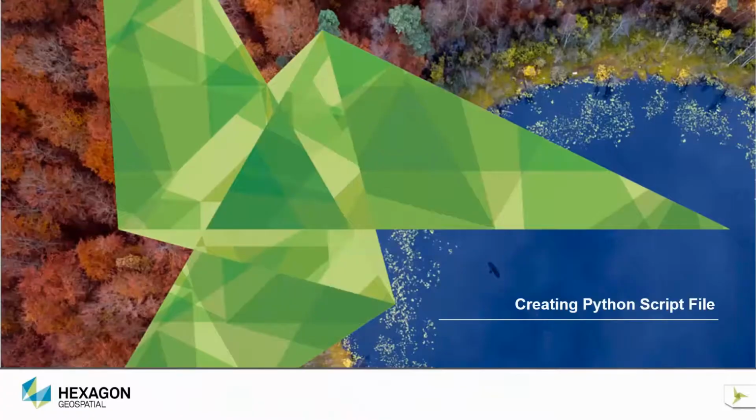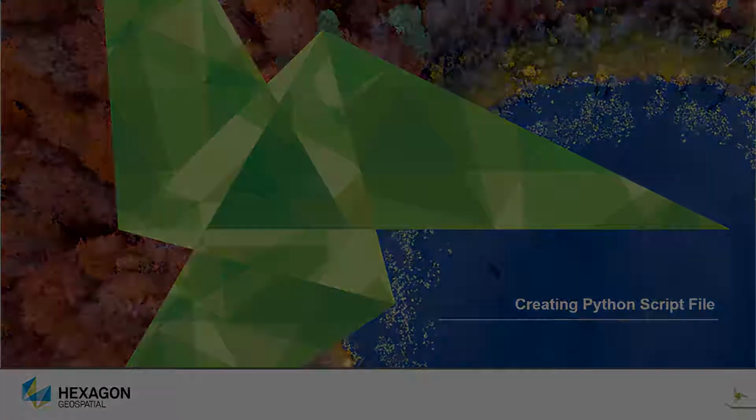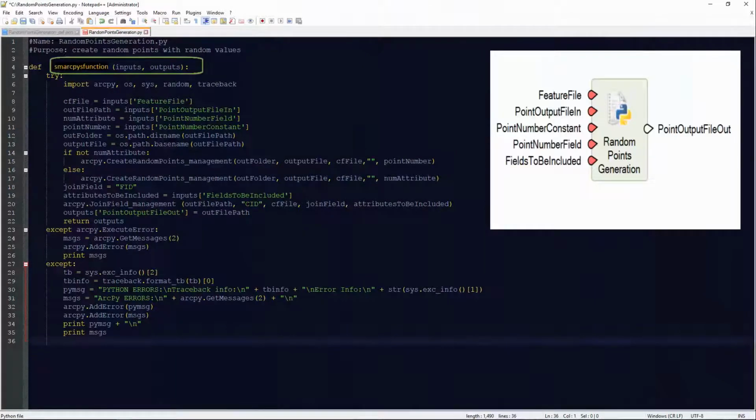Next, a Python script file needs to be created. The file must contain a function named smarcpy function. This function takes 2 input arguments, inputs and outputs. Both are of dictionary type, which consists of name and value pairs. For each pair, name represents the port name and value represents the port value of the operator. For instance, the value of inputs with the name feature file is the input feature file path specified for the feature file port.